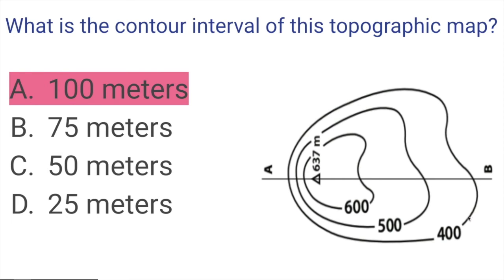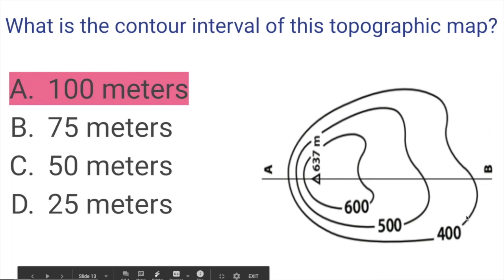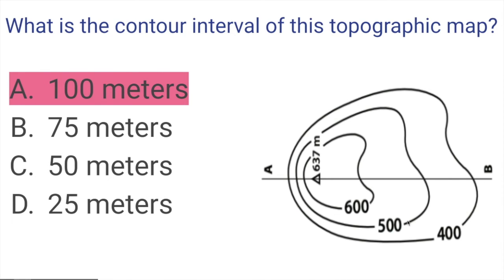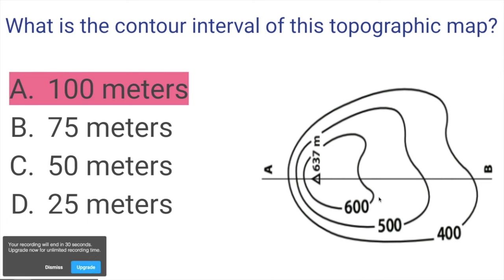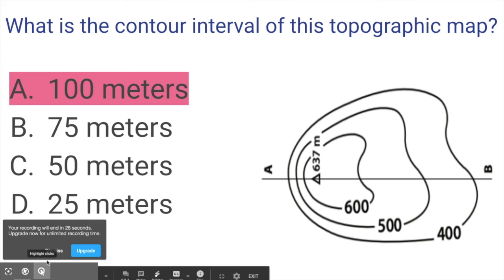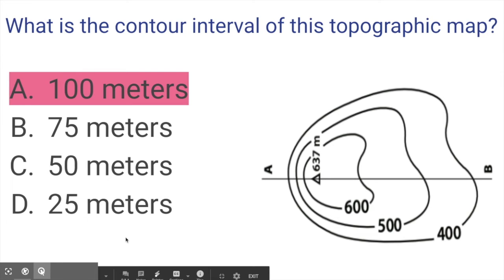The first contour line is 400. When we go up the mountain to the next contour line, the elevation is 500. We go up the mountain to the next contour line, it is 600. Each time we go up the elevation, we are going up 100 meters. So the contour interval is 100.